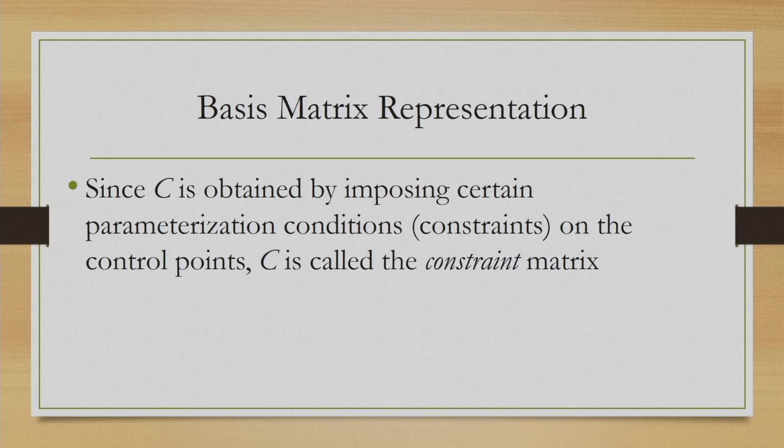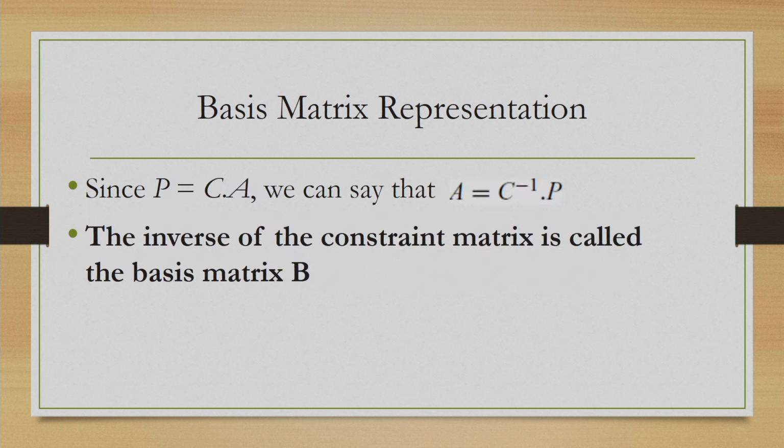In other words, we imposed certain constraints, parameterization conditions as constraints to obtain C. Accordingly, C is called the constraint matrix. Now, we know P equal to C dot A. So, we can say that A equal to C inverse dot P. Now, this inverse of the constraint matrix is called basis matrix.